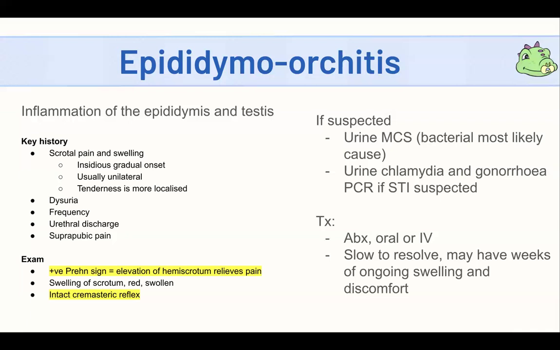And treatment of it would be antibiotics, either oral or IV, depending on severity and if they can tolerate. And then I guess for reassurance and counseling, just letting them know that it's quite slow to resolve and that there might be ongoing swelling and discomfort for a few weeks.